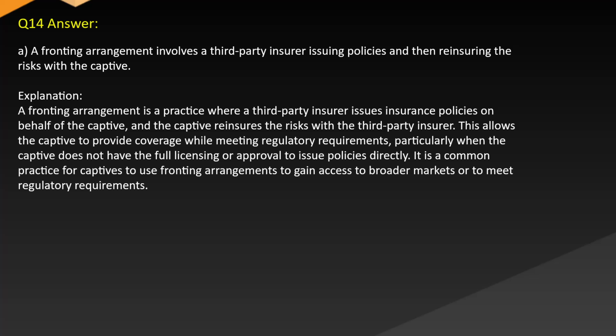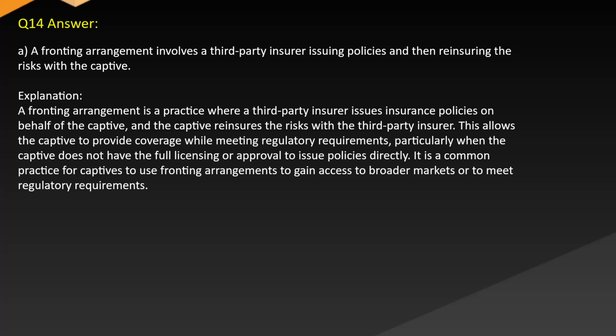Answer A. A fronting arrangement involves a third-party insurer issuing policies and then reinsuring the risks with the captive. Explanation: a fronting arrangement is a practice where a third-party insurer issues insurance policies on behalf of the captive and the captive reinsures the risks with the third-party insurer.